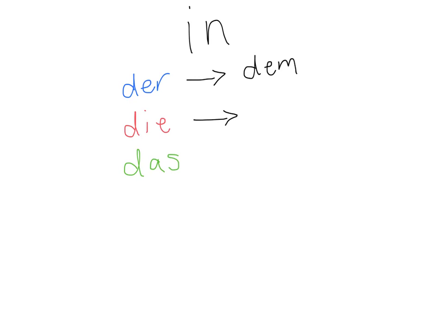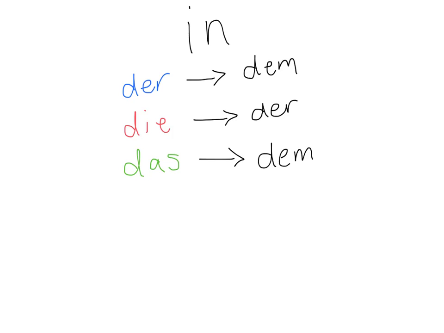Now when we're talking about where things already are, we have two things to remember. Der words go to dem, die words go to der, and das words go to dem. So for the rooms of the house, when you're talking about where things are, let's have a look at a couple of individual ones.